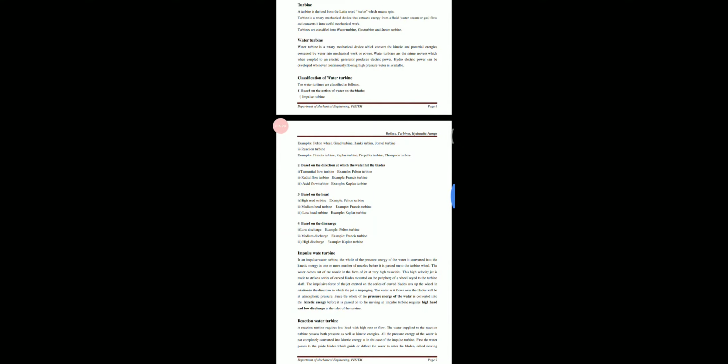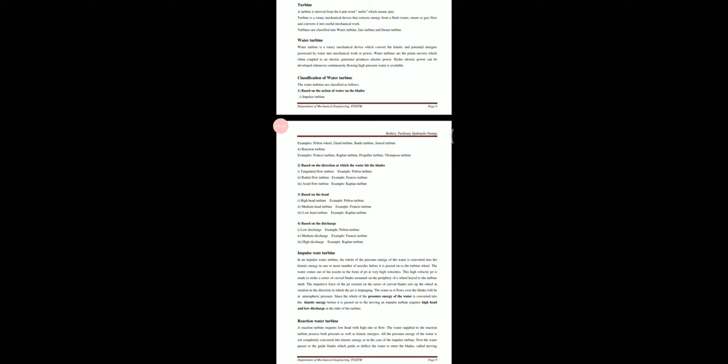The first one is based on the action of water on the blade. It is mainly of two types: one is impulse and another one is reaction turbine. Impulse turbine, as I give the explanation below here, especially requires high head and low discharge. Before going to that, I will just give definitions for key terms like head, water head, and discharge.